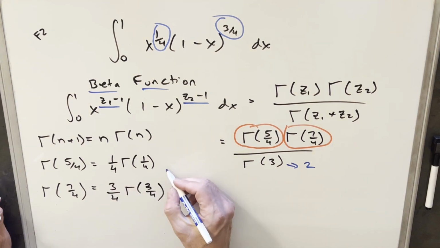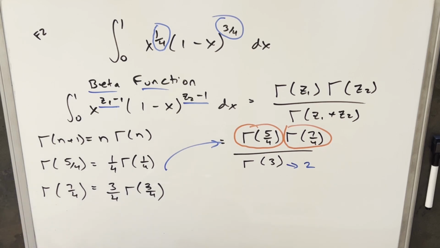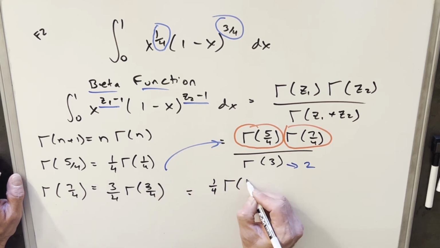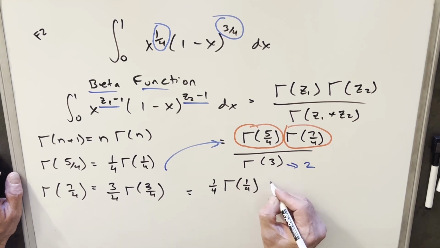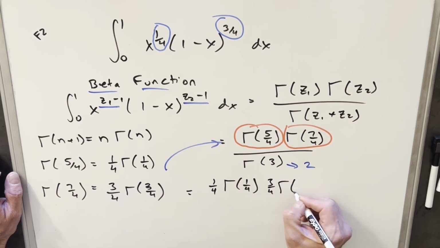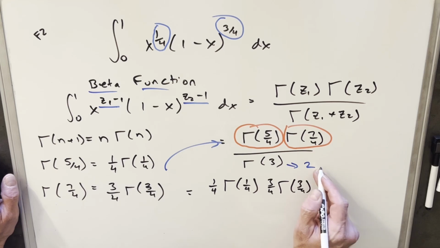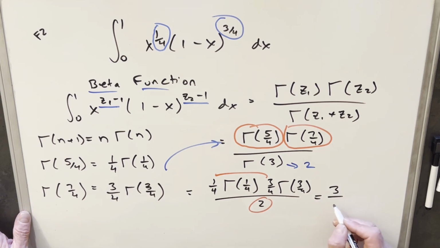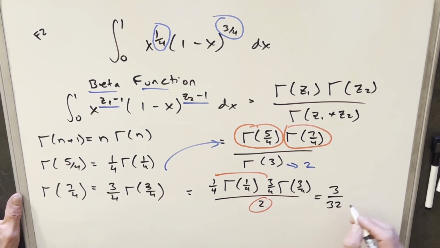So I'm going to take all this and plug it back into our formula here. This gives me 1/4 gamma of 1/4, and then it gives me this other one, 3/4 gamma of 3/4. And now I'm going to use this value of 2 in the denominator. What I'm going to do is multiply these numbers together. So we multiply 3/4 times 1/4, we have 3/16, divided by 2. This is going to give me 3/32. And then we still have some more gamma stuff to calculate.